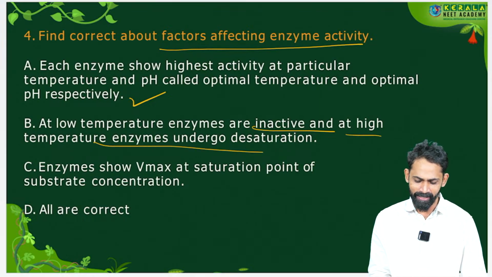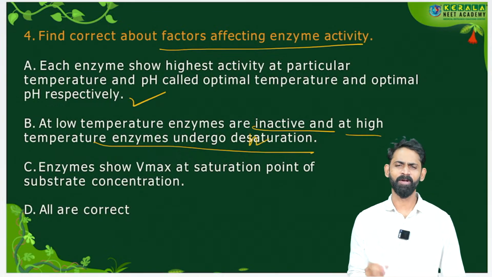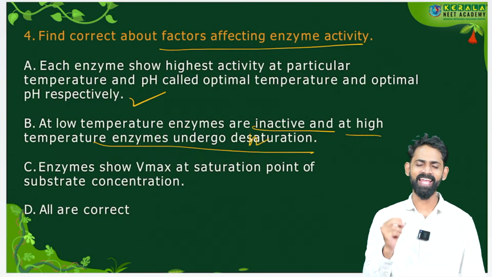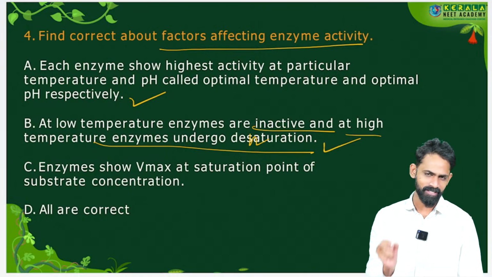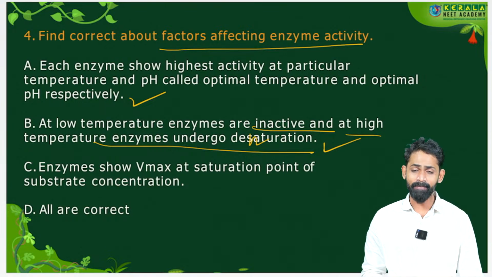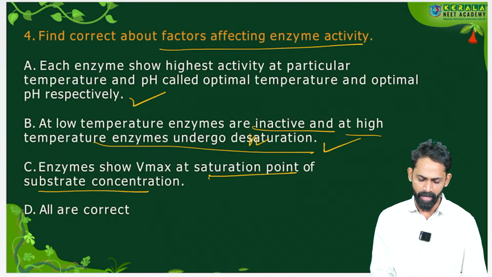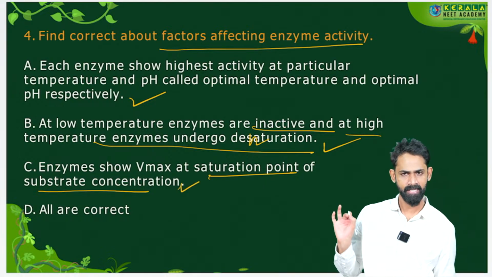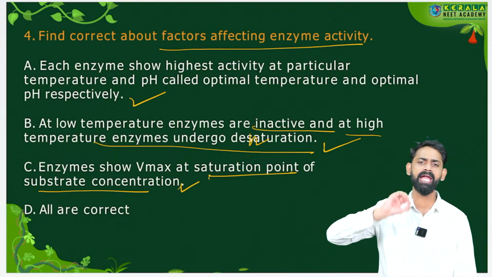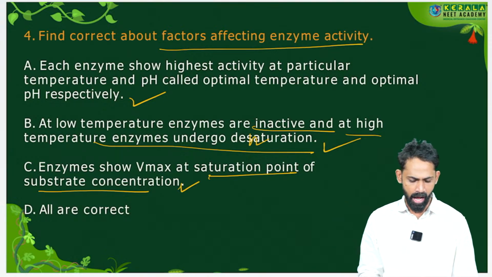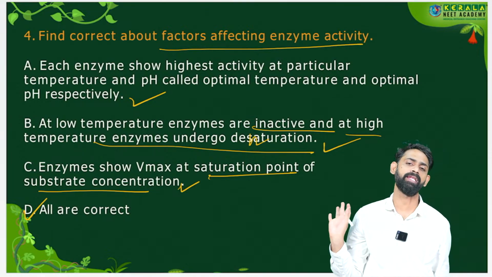At a high temperature, enzymes undergo denaturation. Because enzymes are nothing but proteins, they lose the tertiary structure automatically. Okay, that's a good statement. Next, the enzyme shows maximal velocity at the saturation point of substrate. This is also nice. The enzyme shows maximal velocity at the saturation point. All of the above. That particular area is considerably important.